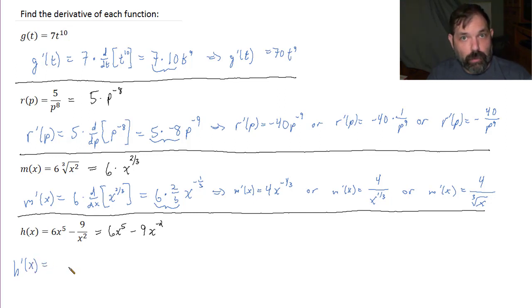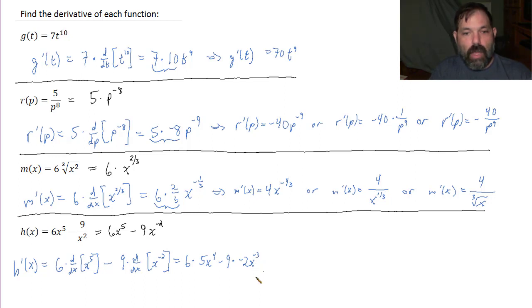Using a combination of rules here, this would be 6 times the derivative with respect to x of x to the 5th minus 9 times the derivative with respect to x of x to the -2nd. So then this becomes 6 times 5x to the 4th minus 9 times -2x to the -3rd. And then we clean this up.